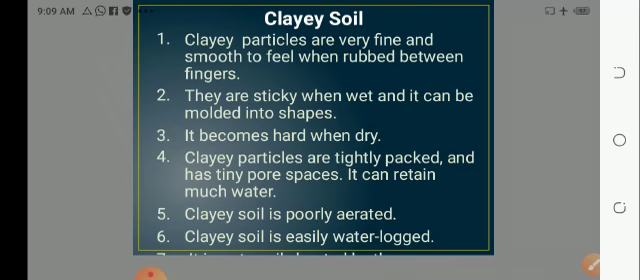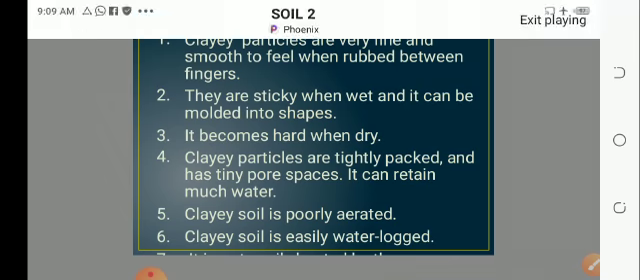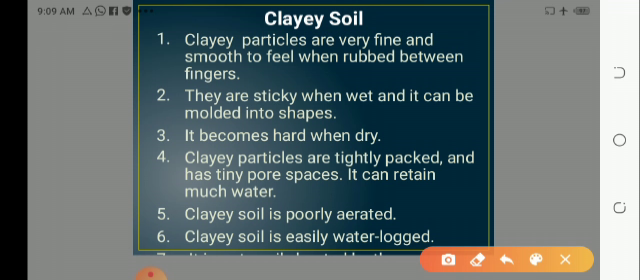Clay particles are very fine and smooth to feel when rubbed between fingers, in contrast to what we have in sand. When sand particles are rubbed between palms or fingers, they are very harsh and sharp. But that of clay soil is smooth. Two, they are sticky when wet and can be molded into shapes.